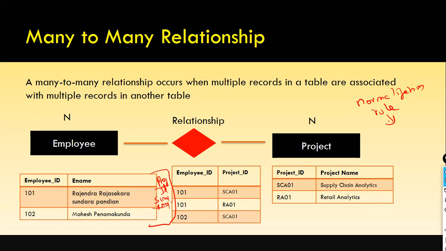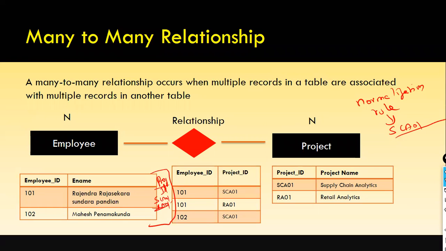Normalization rule: as per that, each cell, each column should have only one value. You're not supposed to have two values. Either you can have SCA01 here, or you can have RA, but you are not supposed to have more than one value. Each column should have only one value. But the value itself can be lengthier, like John, Joseph, Matthew. A single value can be a lengthier one, but it should not have a comma and another value in it. That is against the normalization rule. Since we have more than one value here, it is against the rule.